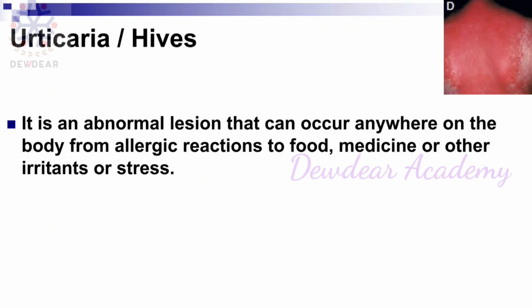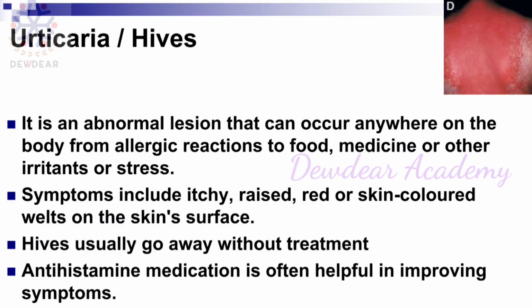It is an abnormal lesion that can occur anywhere on the body, from allergic reactions to food, medicine or other irritants or stress. The symptoms include itchy, raised, red or skin colored welts on the skin's surface, and it usually goes away without treatment, and antihistamine medications are used to treat this condition.